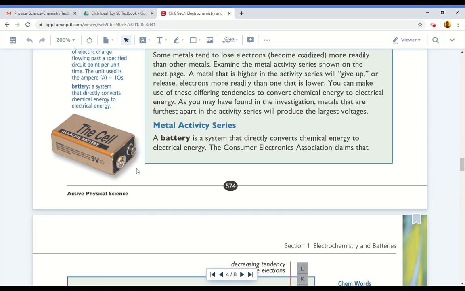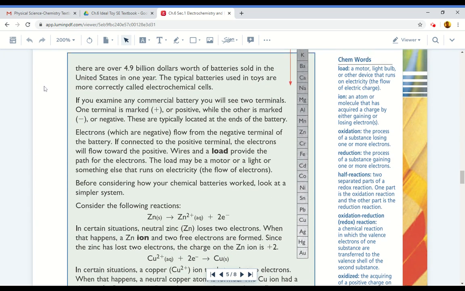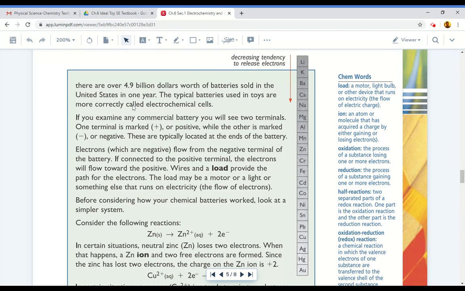A battery is a system that directly converts chemical energy to electrical energy. The Consumer Electronics Association claims that over $4.9 billion worth of batteries are sold in the United States in 1 year. The typical batteries used in toys are more correctly called electrochemical cells. If you examine any commercial battery, you will see two terminals, one marked positive, while the other is marked negative. These are typically located at the ends of the battery.